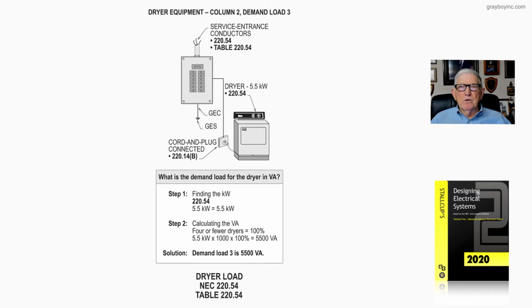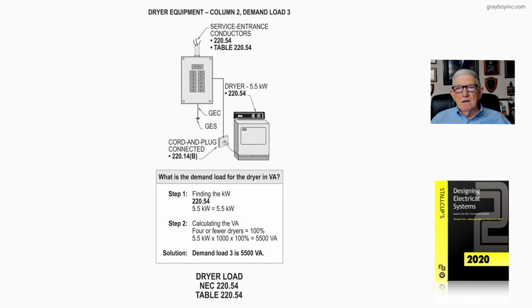Now, in accordance with our table 220.54 and section 220.54, plug connected in accordance with 220.14(B). And then, of course, again, when you look at these dryers, you'd go over and look at 250.140 for the grounding requirements, which you can also find in, I believe, Chapter 16 of Stallcup's Designing Electrical Systems, Volume 2. But step one now, we're going to work what the question asks.